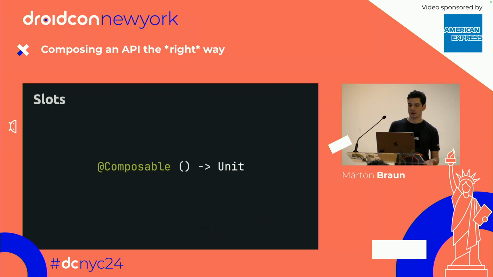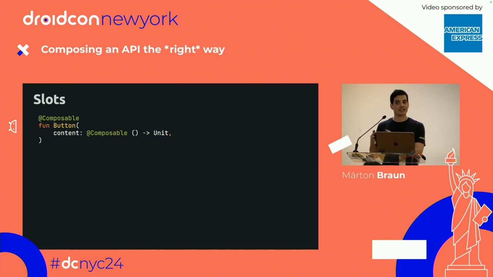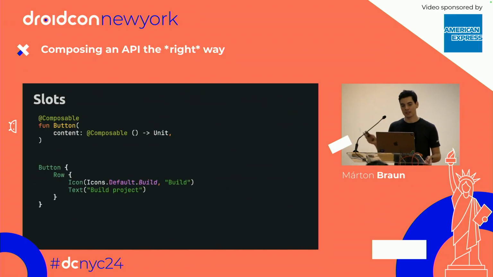So by slots, we mean parameters that are themselves composable functions, such as this here. And for example, you can use this as the content of a button. This way, the button doesn't have to take a text label and always display that, or doesn't have to take an icon parameter and always display that. Instead, it can take arbitrary UI and any combinations of things you might want to put in buttons from the call site. And all of these things can be supported with just a single parameter. So for example, the call site here could have a row where it passes in both an icon and a piece of text, and all of that will be rendered as part of the button composable. This is a basic usage of slots.